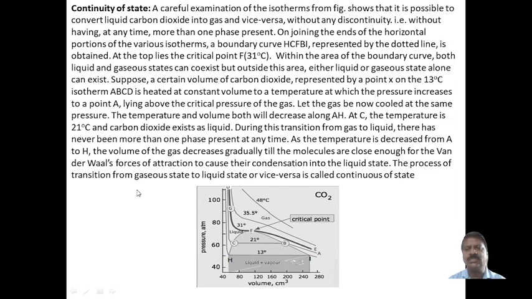The process of transition from the gaseous state to the liquid state and vice versa is called continuity of state. A continuous process means a process in which, at all times, the merging of liquid state into gaseous state and vice versa takes place. Such a phenomenon is called continuity of state. And this is about critical phenomena.